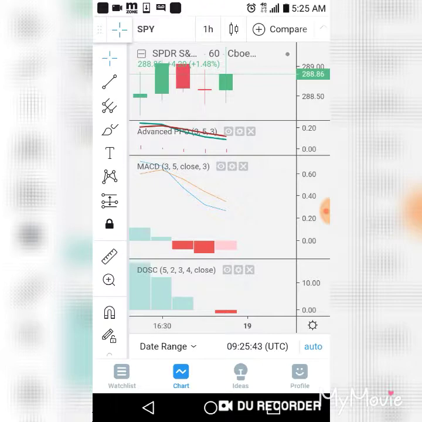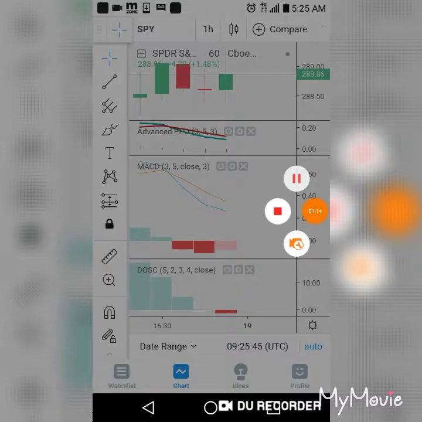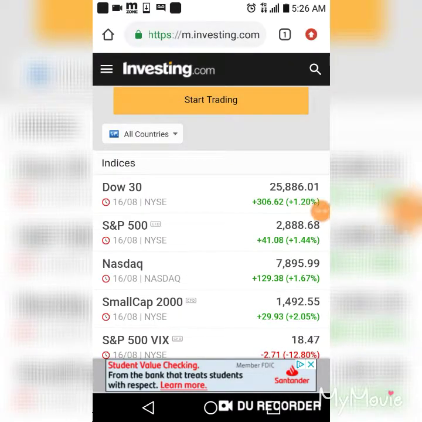Let's see how the rest of the markets did. Okay, so looking at the markets at the end of day Friday, the Dow was up 1.2%. S&P 500 is up almost 1.5%. Nasdaq's almost up 1.75%, and small caps was up 2%. So even though all the indexes were up, they were still down almost about 1% for the week.